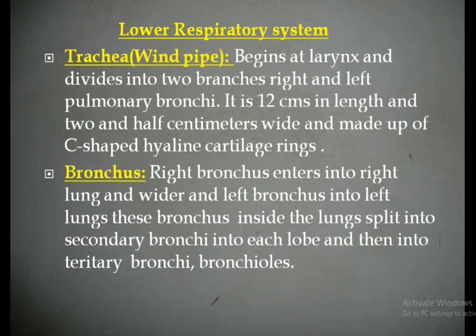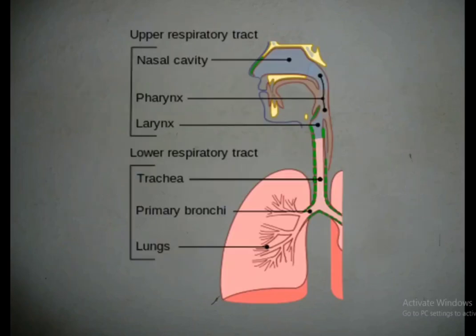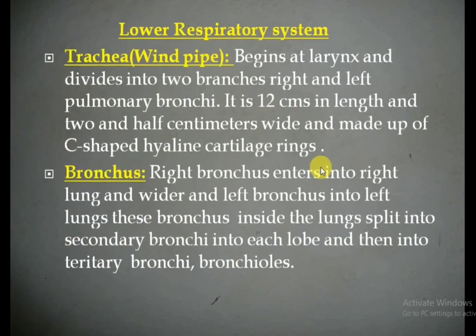Next we will see about the lower respiratory system. As we have seen here, this is the trachea. This long one is 12 centimeters and it is surrounded by cartilaginous C-shaped rings. It is also known as the windpipe, and this trachea is divided into two branches, that is, the right and left pulmonary bronchi.